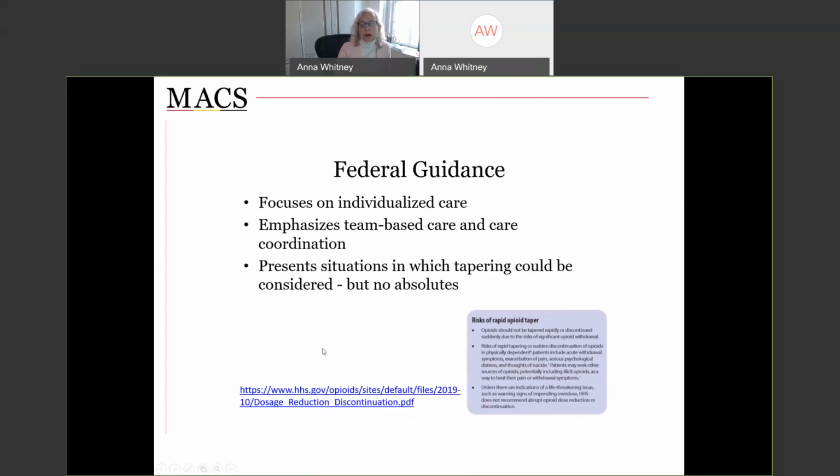And from an addiction medicine perspective, there can be harm from this, particularly when people turn to illicit opioids, especially now with fentanyl and illicitly manufactured fentanyl as the opioid that has predominantly been available on the street. So unless there are indications of a life-threatening issue, HHS does not recommend abrupt opioid dose reduction or discontinuation.